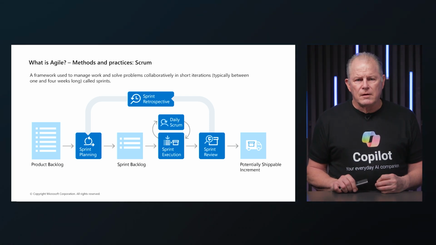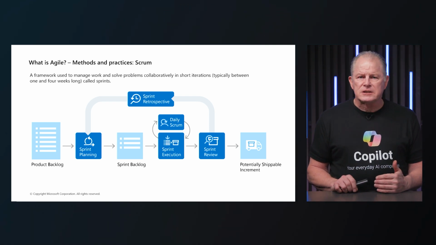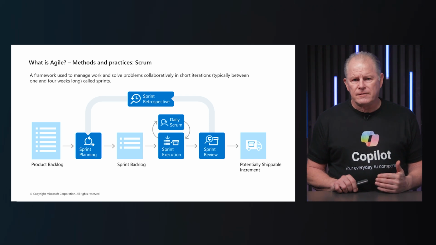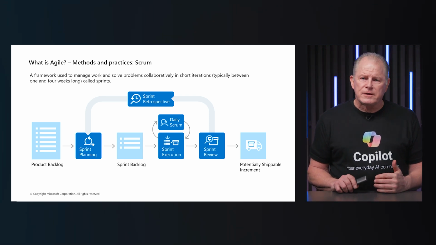The sprint review, which is a meeting at the end of the sprint to inspect the increment and adapt the product backlog if needed. And the sprint retrospective, which is a meeting after the sprint review to reflect on the past sprint and identify improvements for the next sprint.